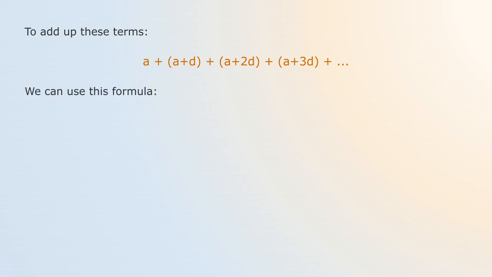Now let's use it to add up the terms of a sequence like this: a plus d plus a plus 2d, and so on. We can find the sum using this special formula. It says that adding up a plus k d, where k goes from 0 to n minus 1, equals n on 2 times 2a plus n minus 1 times d. Here is how to use the formula.